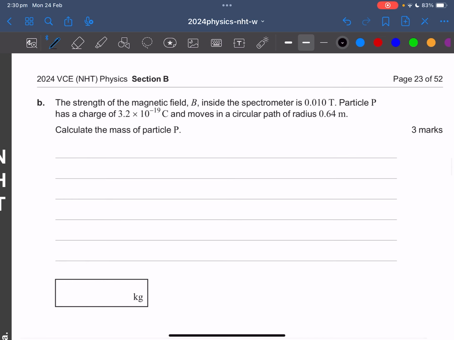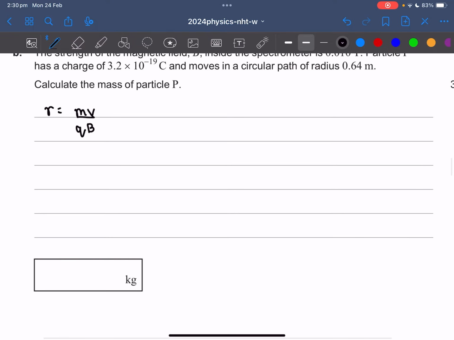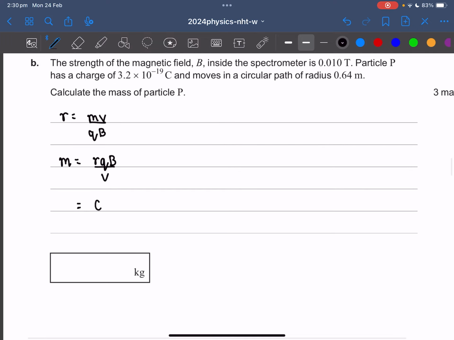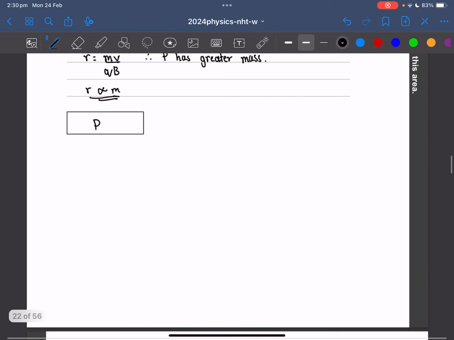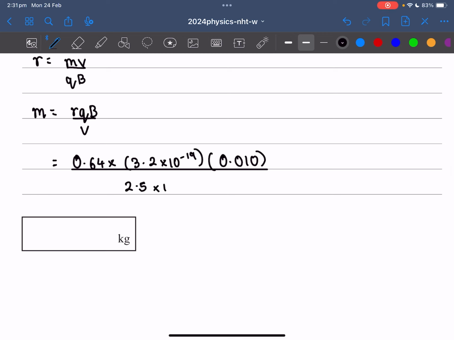Okay, so we are going to be using the same formula again. We know that R equals mv on qB, right? And we have to solve for m, so let's make m the subject. So m equals R q B on v. The radius is 0.64 times q, which is 3.2 times 10 to the negative 19, times B, which is 0.010, all over velocity, which was given to be 2.5 times 10 to the 4.